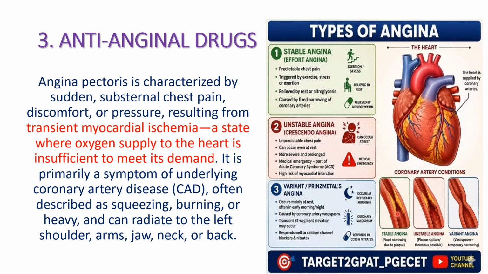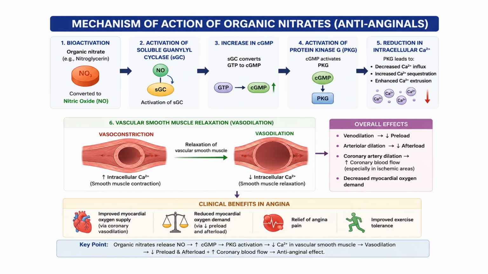And this is the simple diagrammatic representation of stable angina, unstable angina and variant angina. Now we shall discuss the mechanism of action of organic nitrates. These are anti-anginals, considered the first line drugs or primary choice of drugs. Whenever angina is there, nitrates will be the first line drug of choice. And how do they exhibit their mechanism of action as anti-anginals?